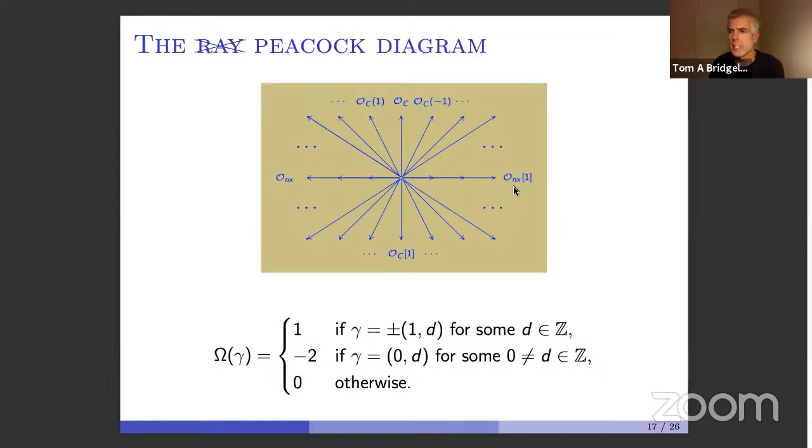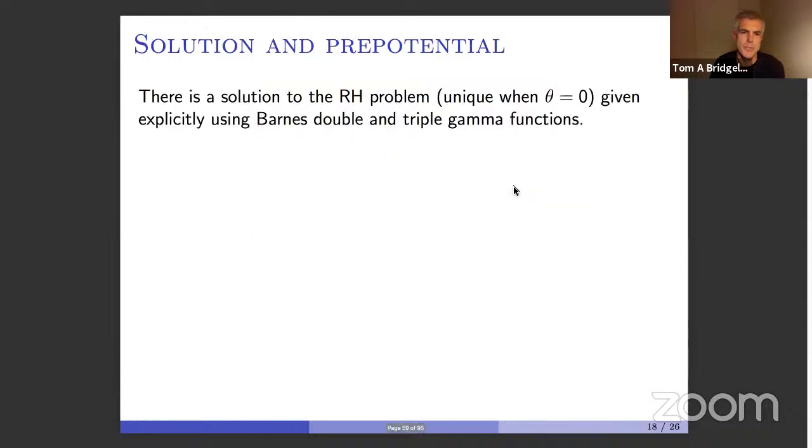And again, for theta equals 0, there's a unique solution. And if you're a fan of 19th century special functions, then you'll enjoy this exercise. So there is an explicit solution using things called Barnes double and triple gamma functions. I should really say sine functions there. Those are related to the gamma functions. So there is some explicit solution. There's a paper on the arXiv you can look at if you care about it. But let me just tell you what the output is.